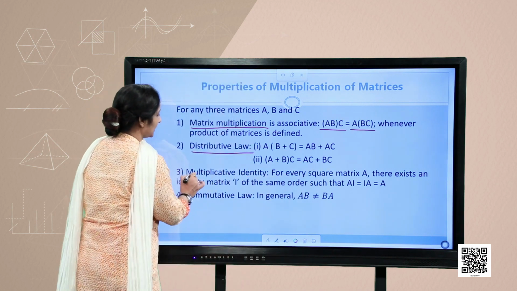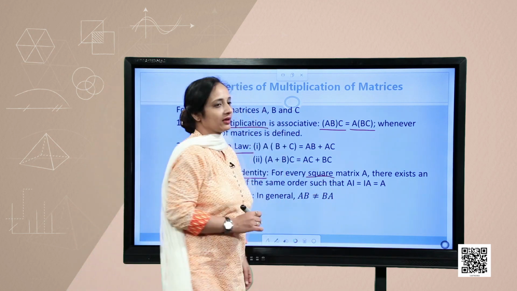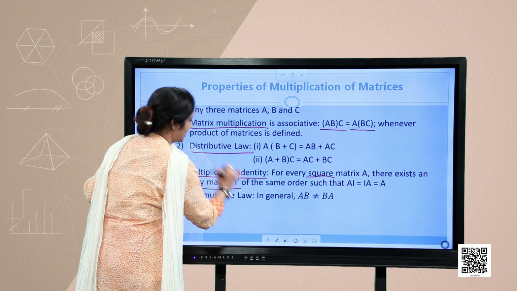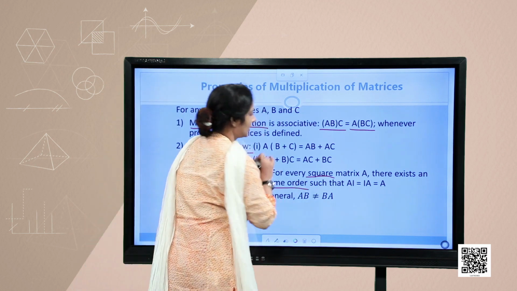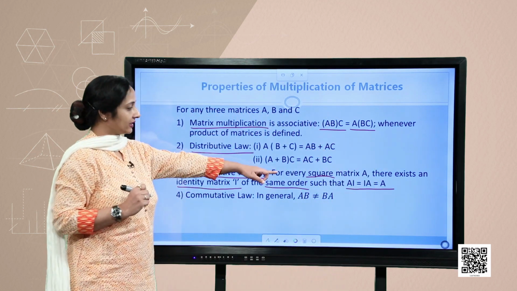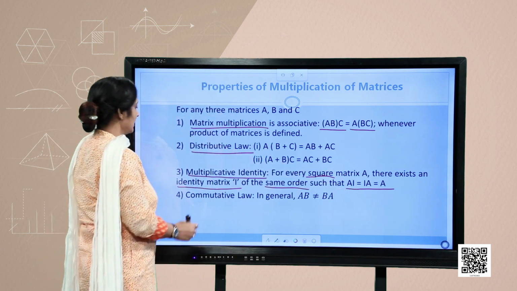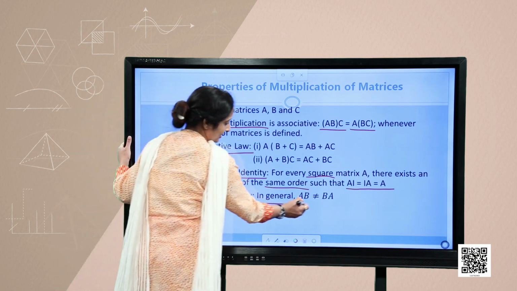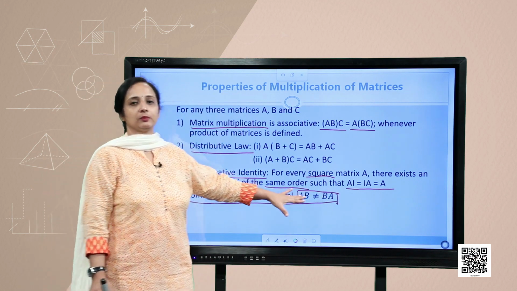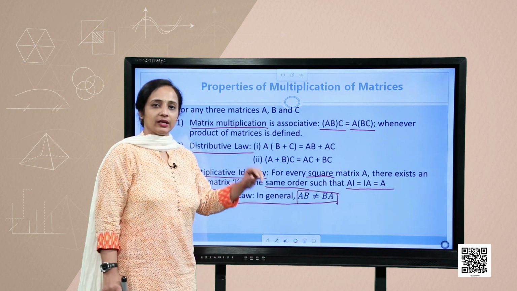Third is the multiplicative identity. For every square matrix, mind the term square matrix A, there exists an identity matrix I of the same order such that AI is equal to IA is equal to A. If that condition is satisfied, we say the multiplicative identity is this matrix I. Commutative law: you can say that AB and BA, this product is not equal in the majority of cases. When they become equal, they become inverses of each other. That we'll do later in this chapter.